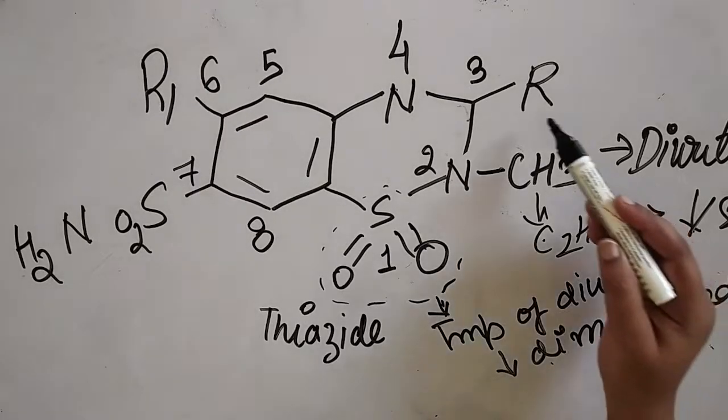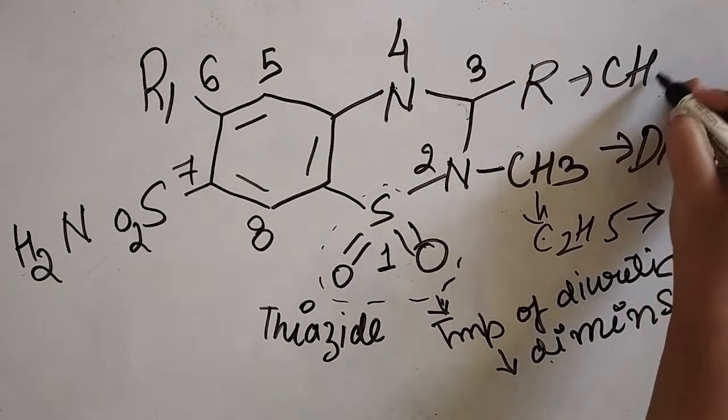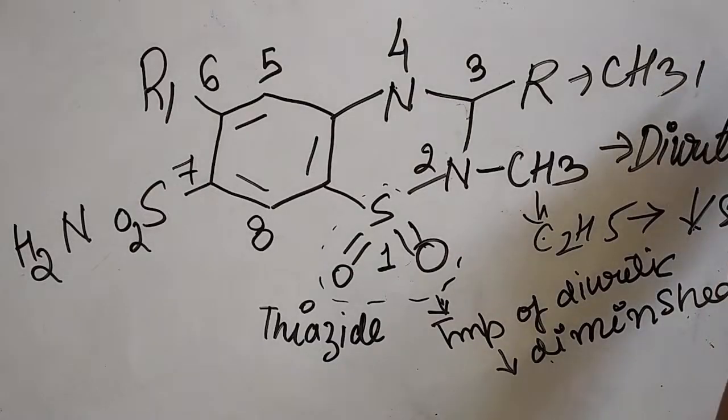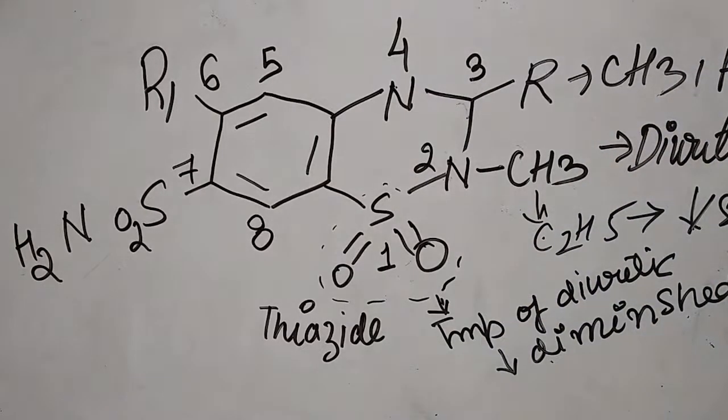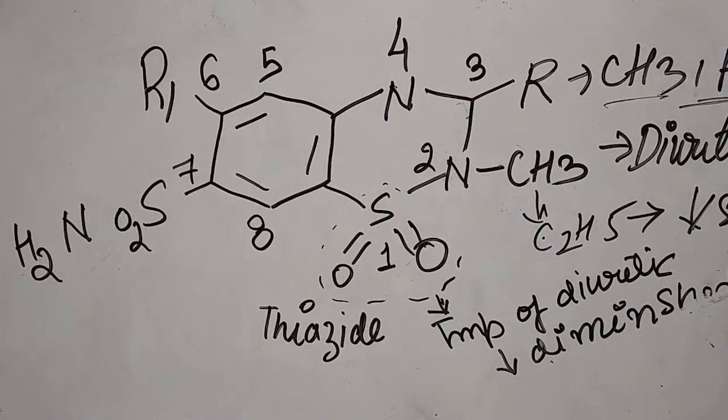Now let's discuss the R. R is the third place where you can substitute hydrogen or any other higher functional group to increase the activity. Suppose R is replaced by CH3 or an aromatic group, then the activity will increase, means the compound will show more diuretic activity if R is replaced by CH3 or any other aromatic compound.